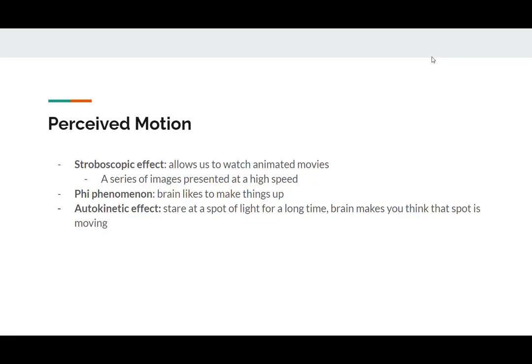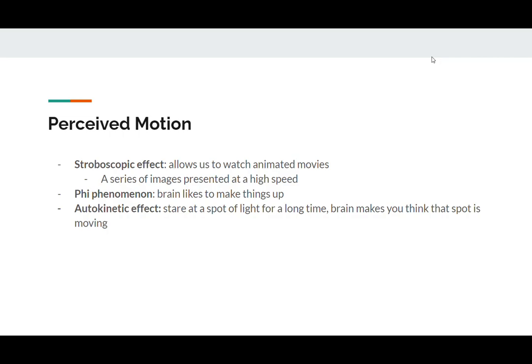So now we have perceived motion. Our brain is able to detect how fast what we see is moving and figure out our own movement of the body. But the cool thing about our brain is that even if we see something that isn't moving, we still think it is moving. This cool effect, called the stroboscopic effect, is actually what allows us to watch animated movies.